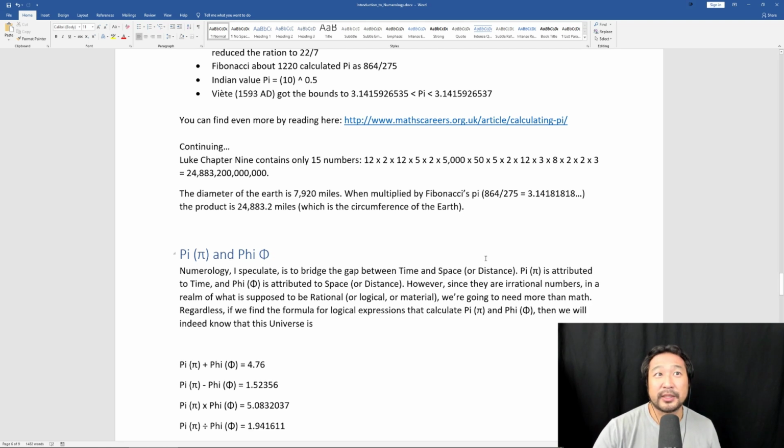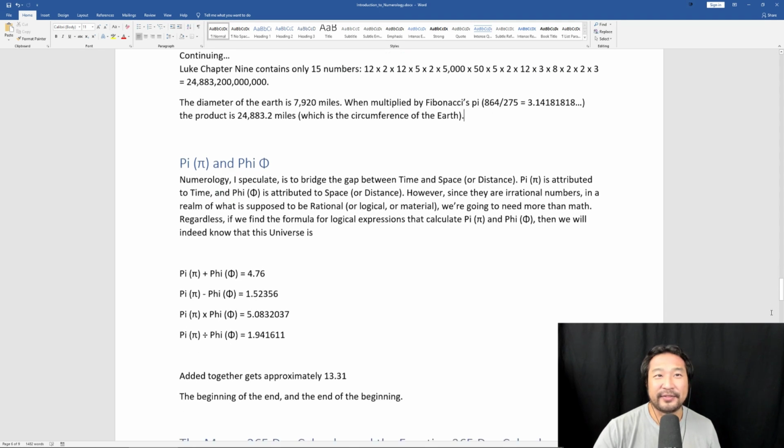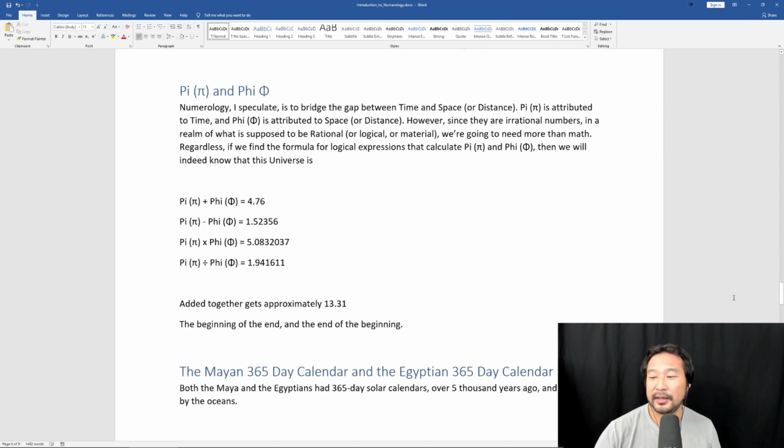Now, when I'm starting to talk about pi and phi, these are the two irrational numbers. I'll just read what I just wrote. Here we go. Numerology, I speculate, this is me speculating. And this is speculation. That's what it means, is to bridge the gap between time or space or distance. Pi is attributed to time and phi is attributed to space or distance.